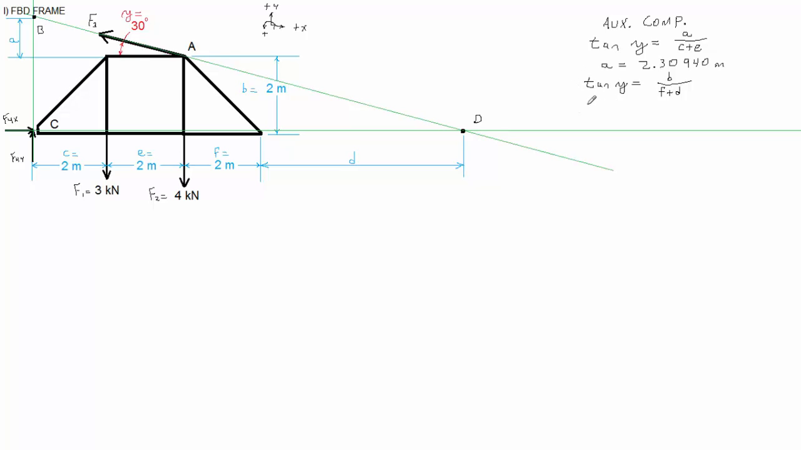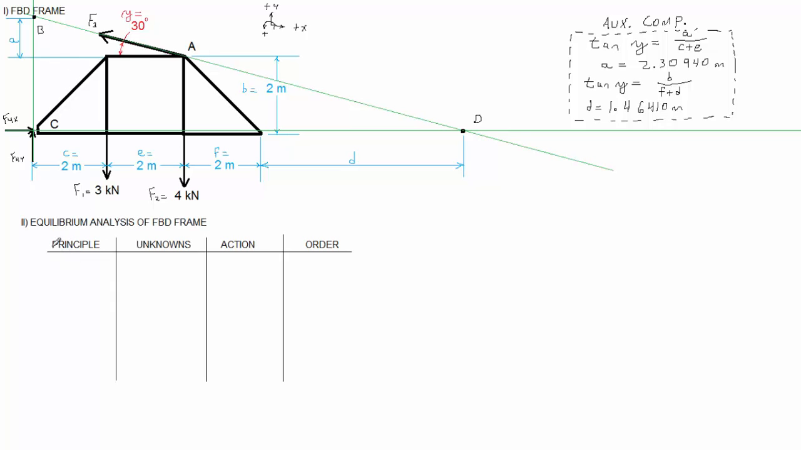And solving that for D will tell me D equals 1.46410 meters. So now I have all my distances solved that I need. The next thing is called an equilibrium analysis.